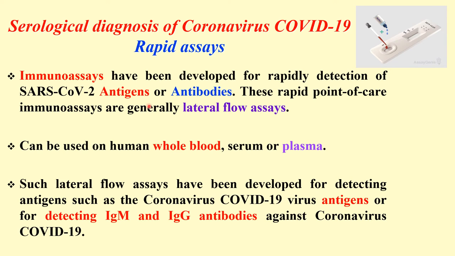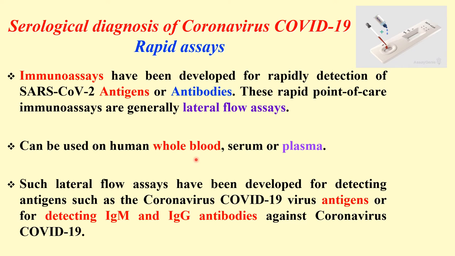These rapid tests, we are using them to detect coronavirus COVID-19 antigens or antibodies. One of these tests that we currently use in order to establish a rapid diagnosis of infection with coronavirus COVID-19, we call it lateral flow assays. I'm going to describe this assay in much more detail in the next slide.